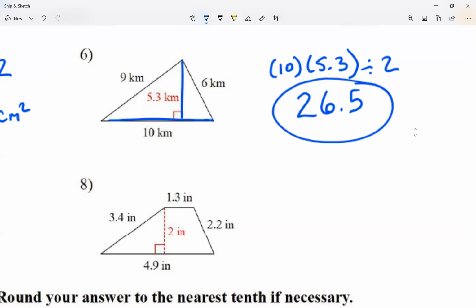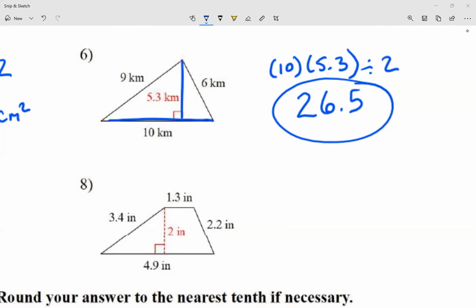Don't forget to divide by 2. And we don't have to put the units, just the decimal, just the number. So for our answer, my answer will just be 26.5. Don't worry about kilometers squared, just the number, 26.5.